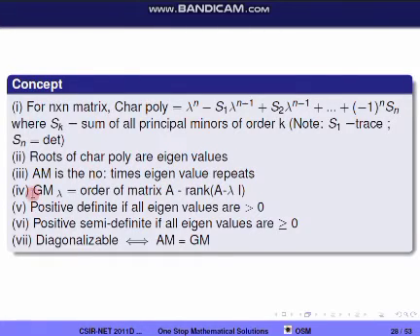And the geometric multiplicity of an eigenvalue lambda is equal to the order of the matrix A minus the rank of A minus lambda I. Positive definite matrix means all the eigenvalues are greater than 0. Positive semi-definite means all the eigenvalues are greater than or equal to 0. A matrix is diagonalizable if and only if algebraic multiplicity is equal to geometric multiplicity for all repeated eigenvalues. So now we'll move on to the question.